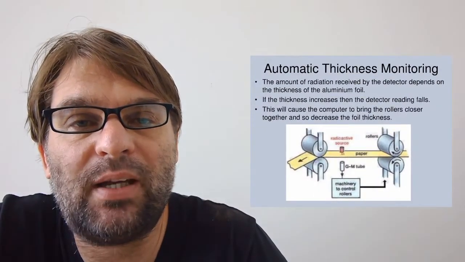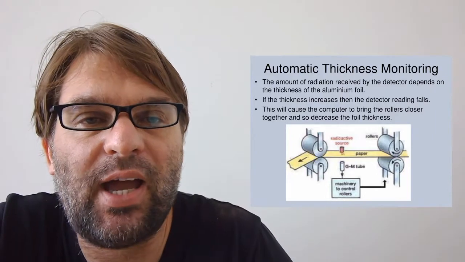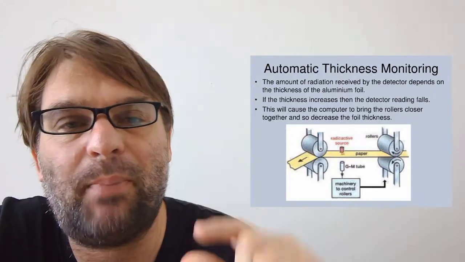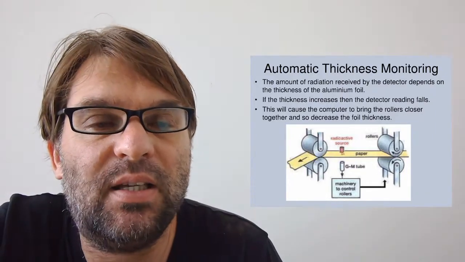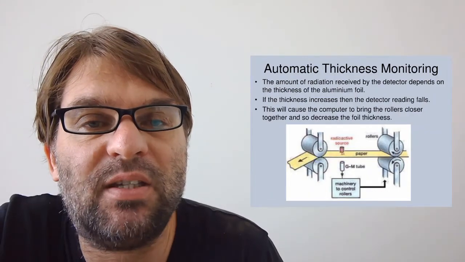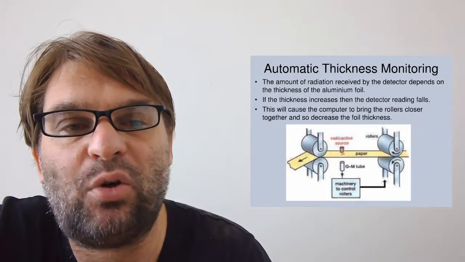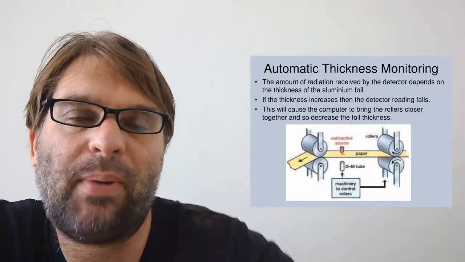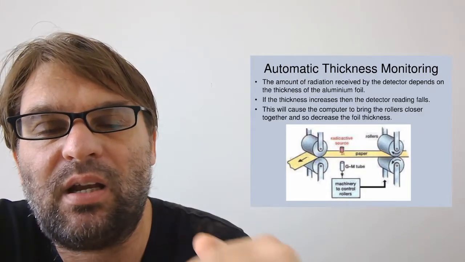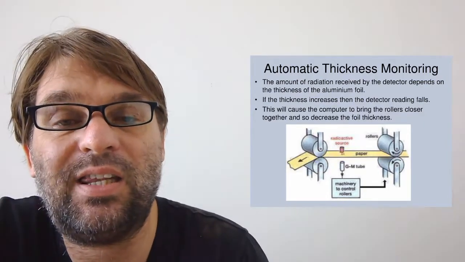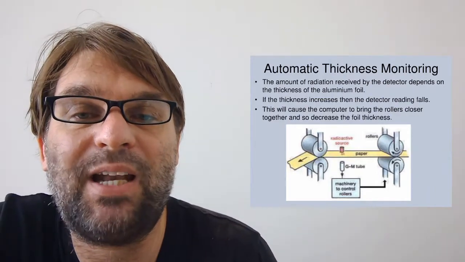And then we have automatic thickness monitoring. You can actually detect the thickness of paper using, again, beta emitters. What happens is that you have a detector on one side of the paper and a beta particle emitter on the other side, and as the thickness increases, the beta particles can't get through.